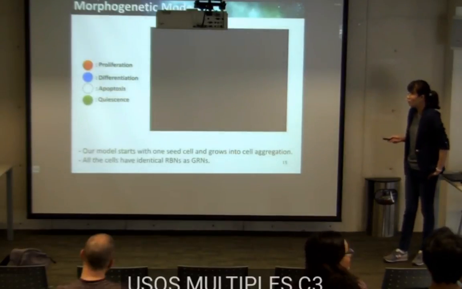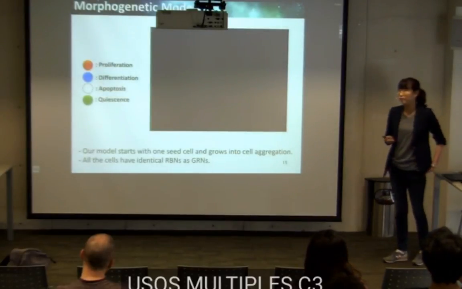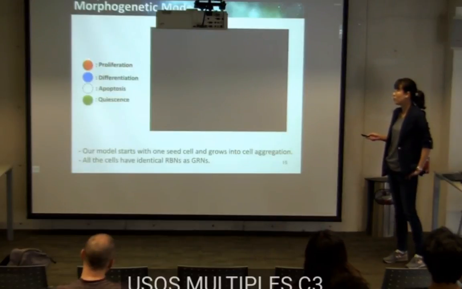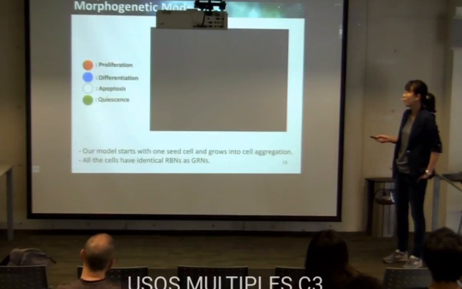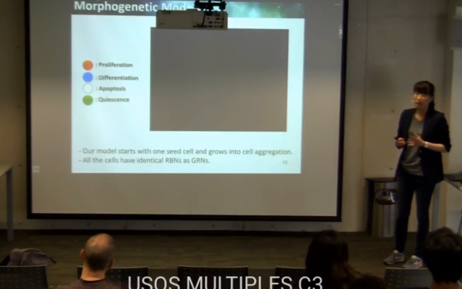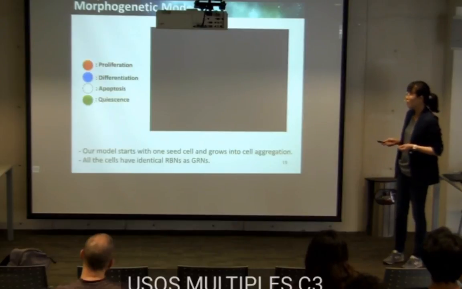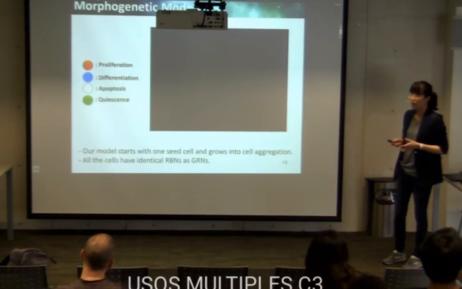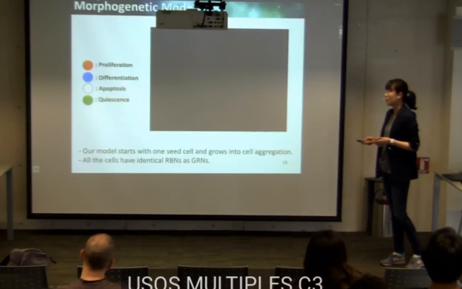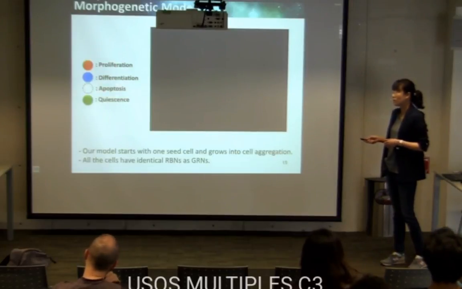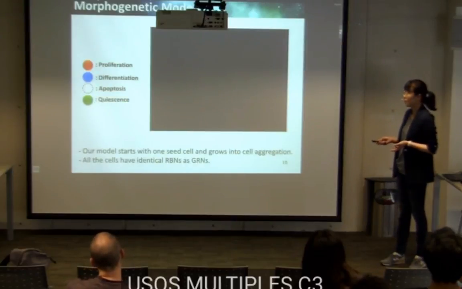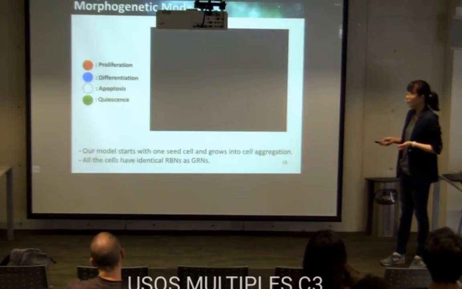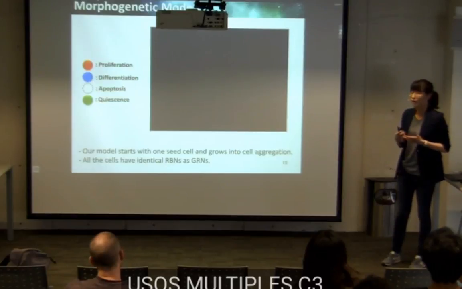In our model, there are 4 cell phases: proliferation, differentiation, apoptosis, and quiescence. A cell expressing proliferation can be divided into 2. A cell in differentiation is labeled as differentiated. A cell in apoptosis dies and disappears from the space. A cell in quiescence does not show any cellular behavior.